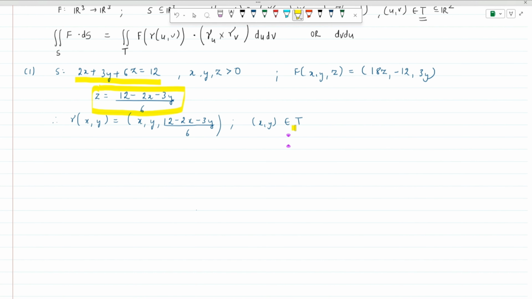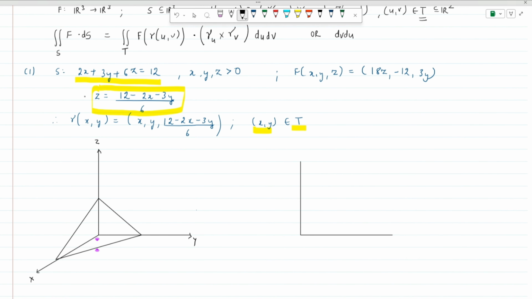To find the domain T required for the double integral, we need to look at this surface S in R3 and its corresponding projection in the xy plane, since we have specified x and y to be the variables for double integration. So first we will be seeing the surface in R3, followed by its projection from the z axis in the xy plane. So this is the surface S in R3.